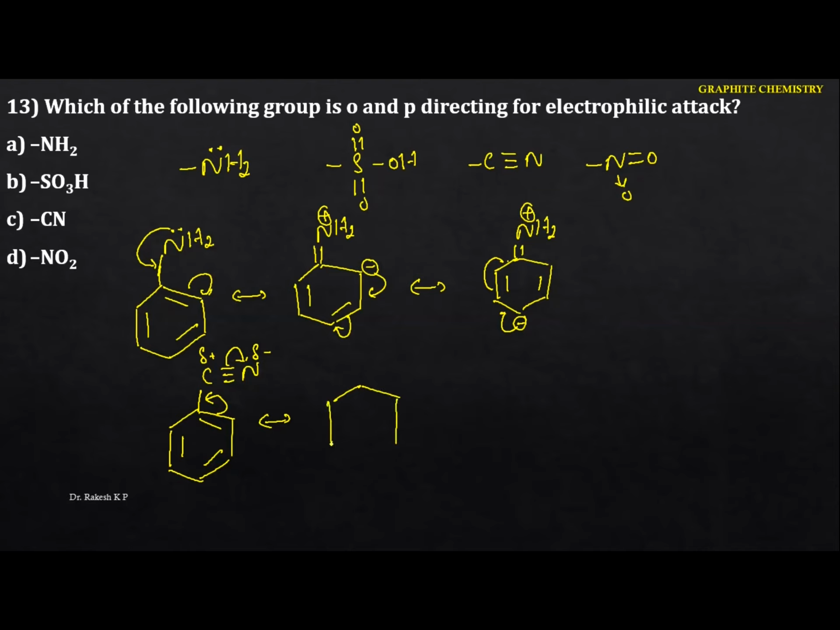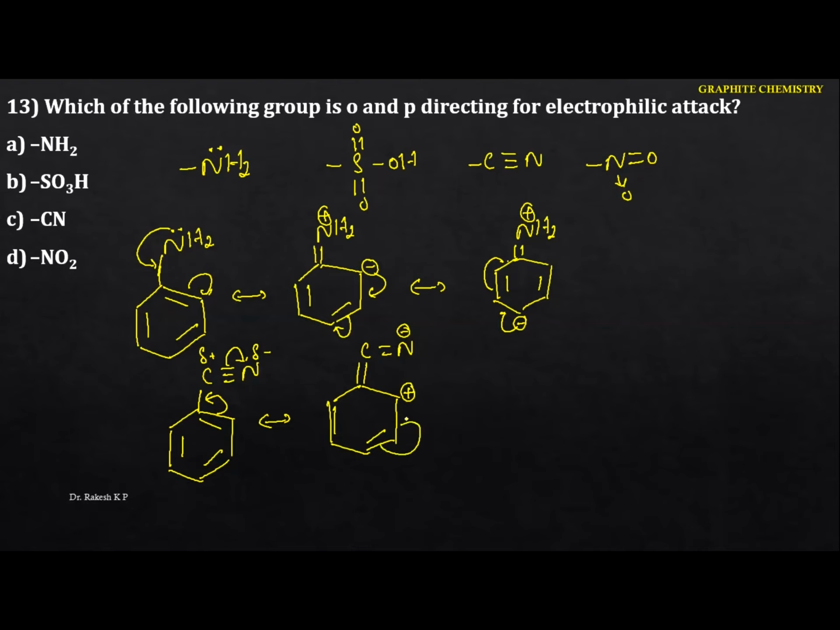Here, in the ortho position, there will be a plus, and here we have a double bond C=N. Just go to this one here. Here we got the minus, and here we got the double bond, and this carbon carries the positive.